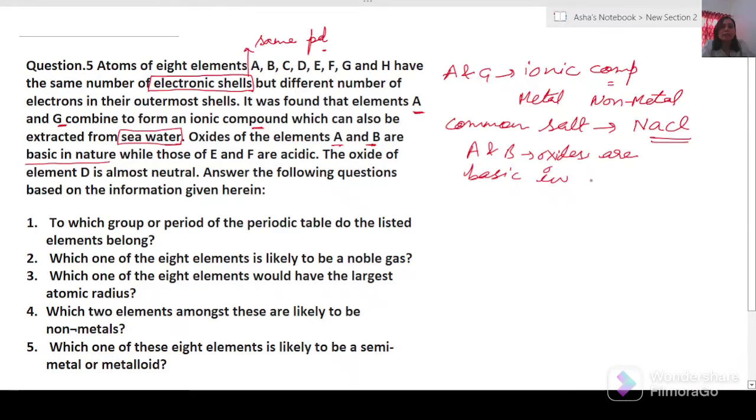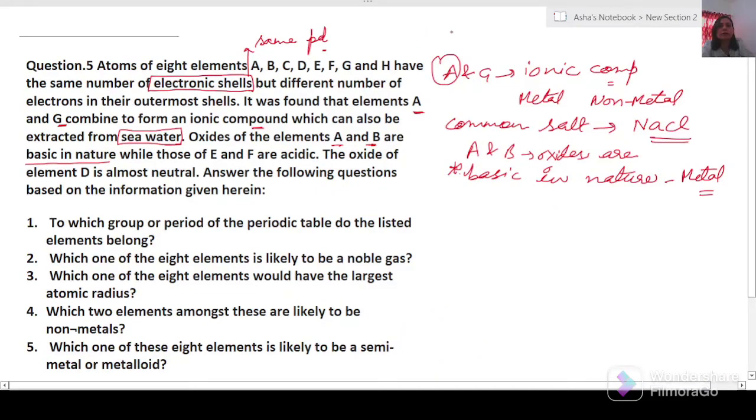They are basic in nature. Meaning to say what? They are metal. Metal oxides are basic in nature. So obviously here we are saying that they are forming an ionic compound. I have told that one is a metal and another one is a non-metal. So from this point it is confirmed that A is a metal. So obviously G will be a non-metal.